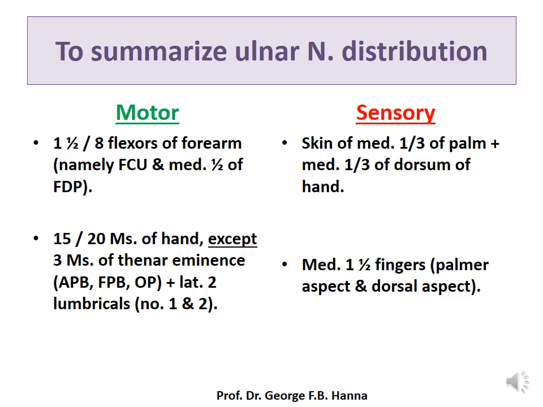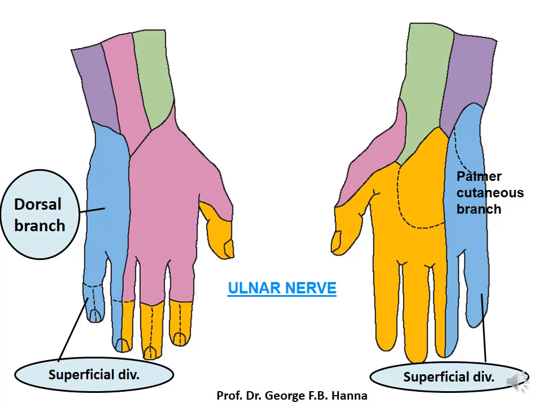index and middle fingers. As regards the sensory branches, you have the distribution of ulnar nerve to supply skin of medial 1/3 of the palm, as well as the medial 1/3 of the dorsum of the hand. Regarding the fingers, the medial 1.5 fingers palmar aspect as well as the dorsal aspect. And this is the diagram showing that. Just please focus on the light blue color. You will see the distribution of the ulnar nerve, of course.